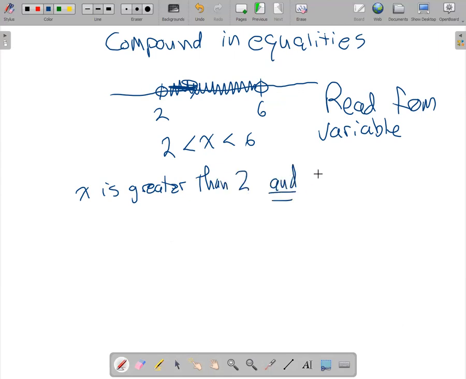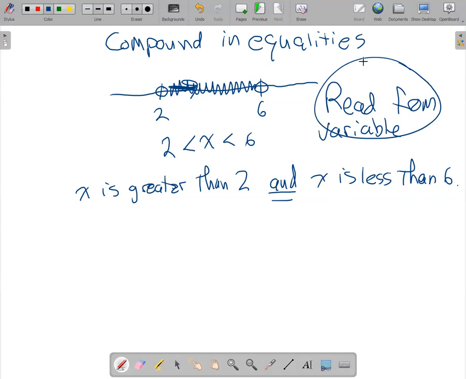And x is less than 6. Now, you could read that as 2 is less than x is less than 6, but that's not the proper way to read it. The proper way to read is from the variable. And these are called compound inequalities. Basically, you always read from the middle.